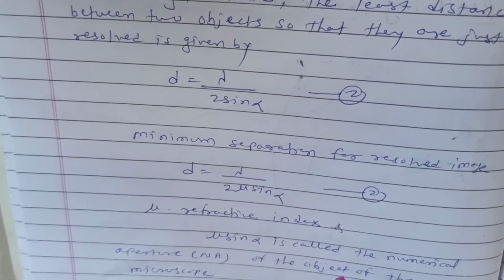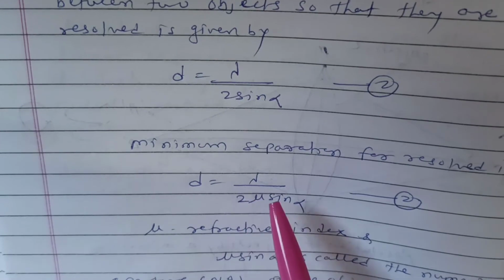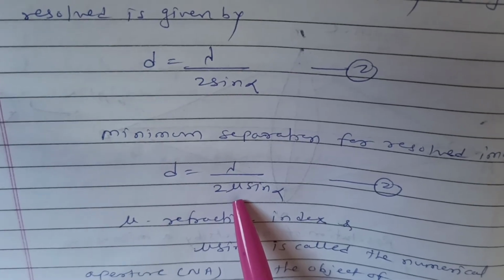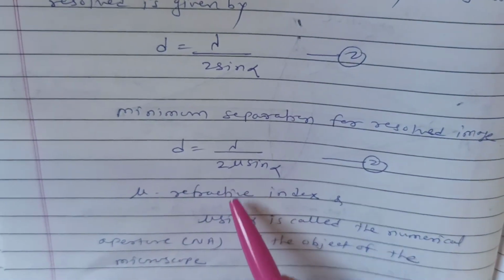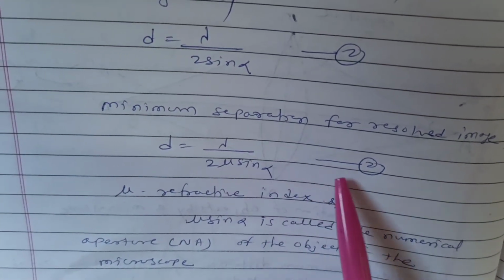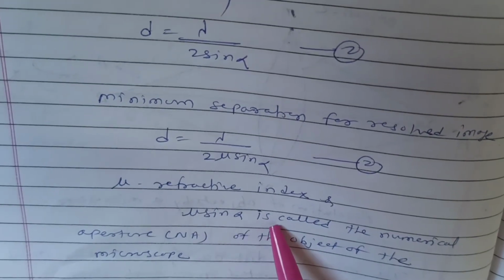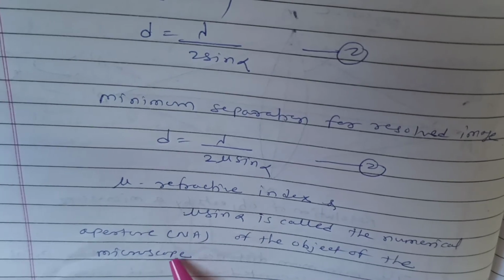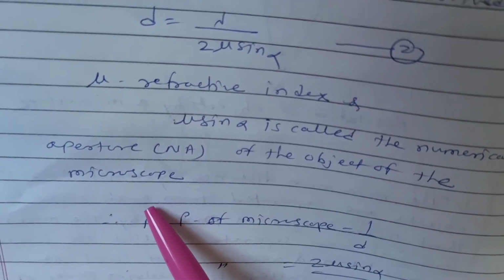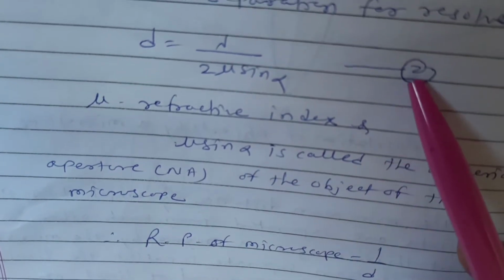The minimum separation for resolved images is small d equals lambda upon 2 mu sine alpha. In this case, mu is the refractive index of the oil. The expression mu sine alpha in this equation is called the numerical aperture, that is NA, of the objective of the microscope, and is a characteristic of the particular objective used.